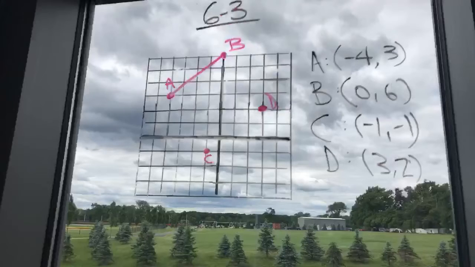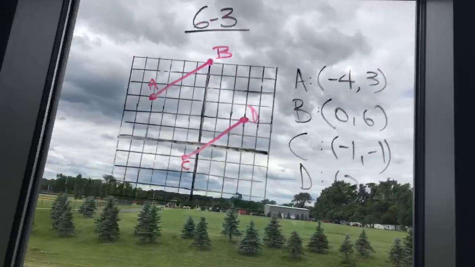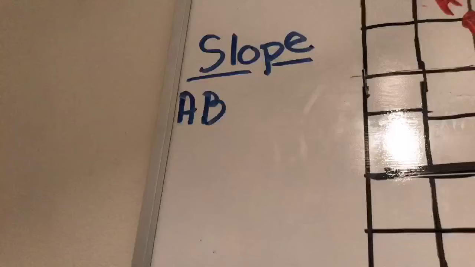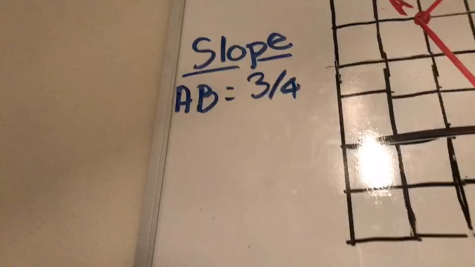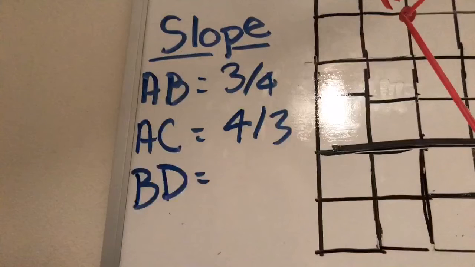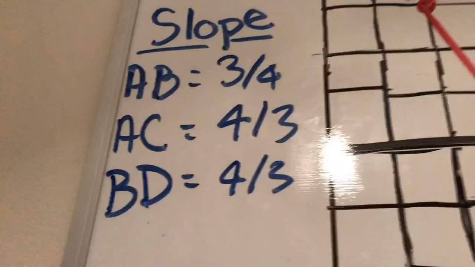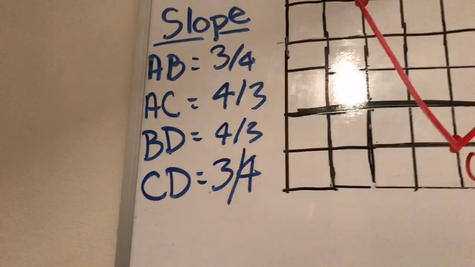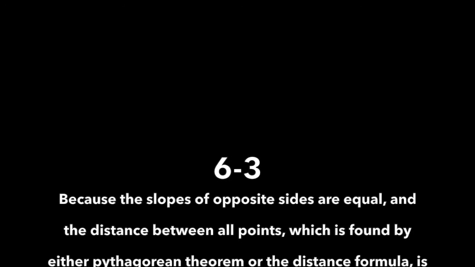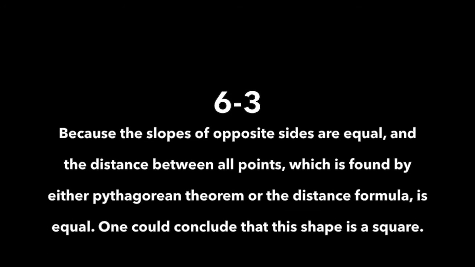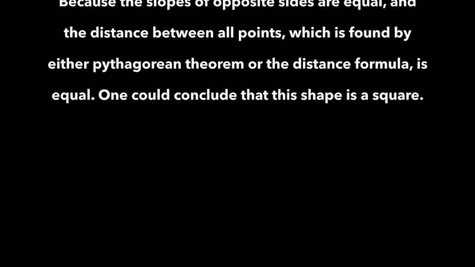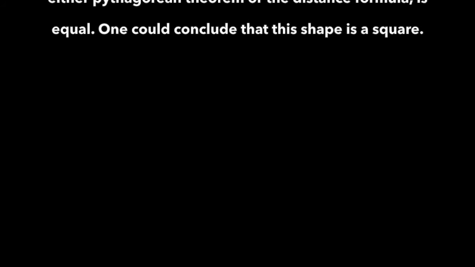And then we're going to connect these points to make a shape. Now, as you can see, using the rise over run method of finding slope, we found that the slope of AB is 3/4, AC is 4/3, BD is also 4/3, and CD is 3/4. Because the slopes of opposite sides are equal and the distance between all points, which is found by either the Pythagorean theorem or the distance formula, is equal, one can conclude that this shape is a square.